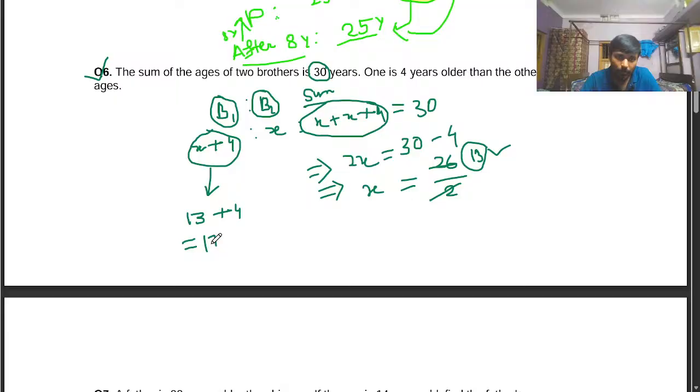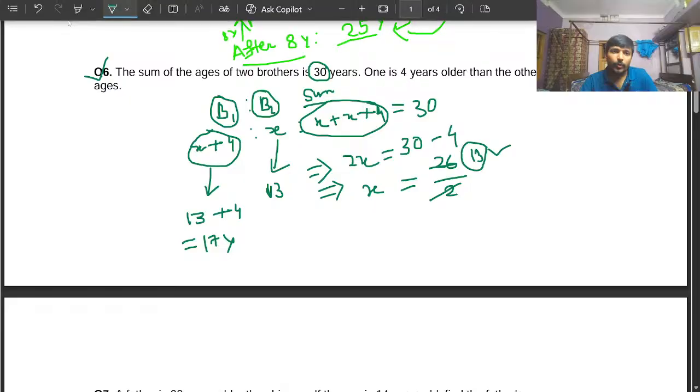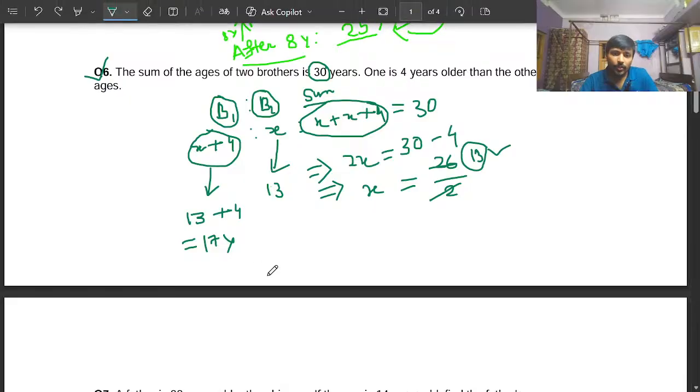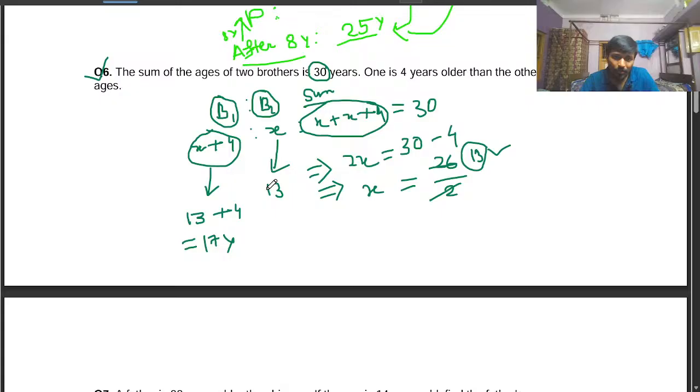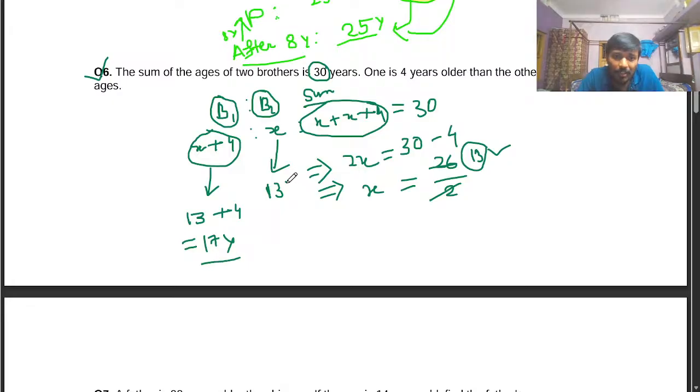So b1 is 17 years old, and b2 is simply x. X means 13. So b2 is 13 years old. So sorry. One brother's age is 19 years, the other one.